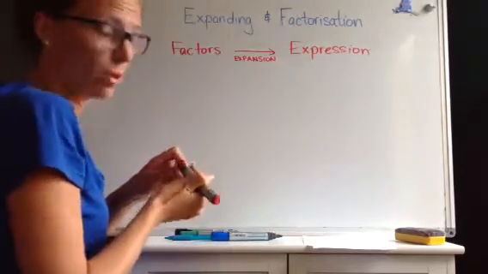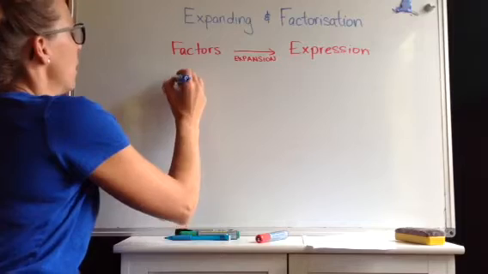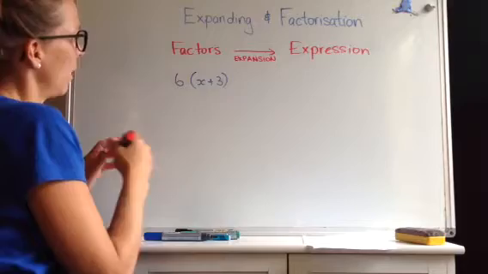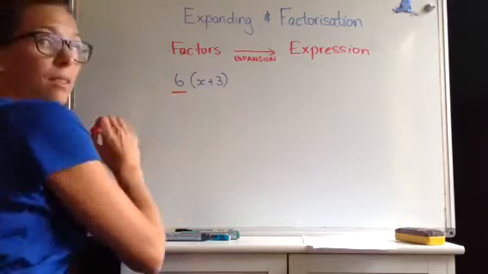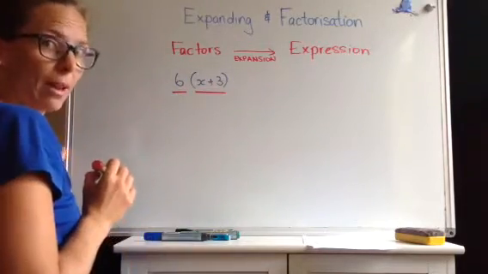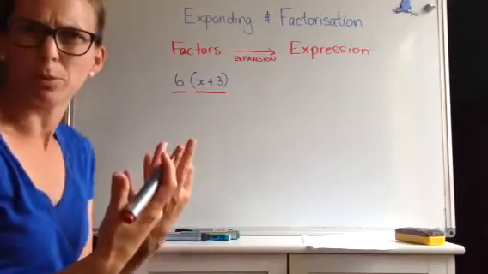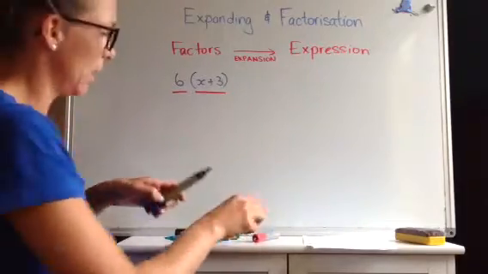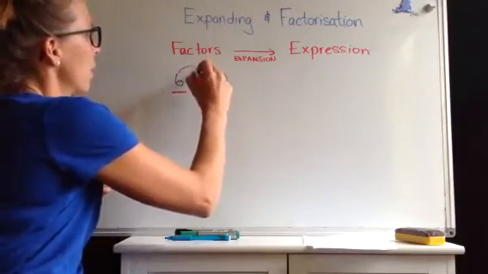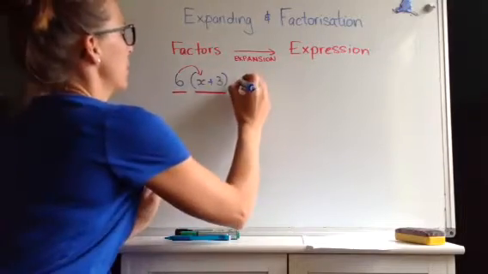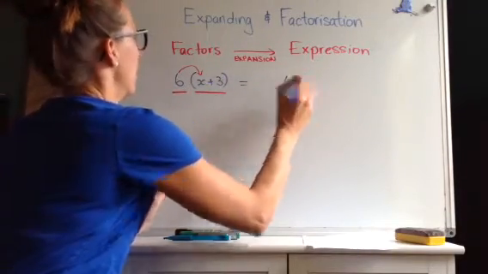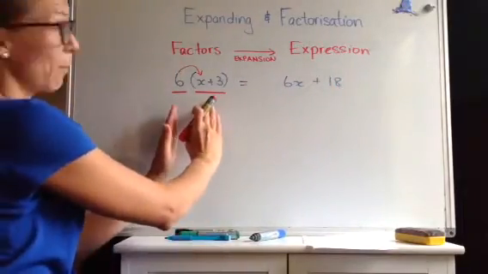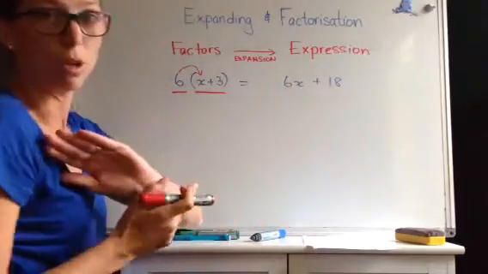Okay, so for example, you started with things like this: 6(x + 3). Now each part, this 6 and this part inside the bracket, are two factors or multiples, because what are they doing? They're multiplying each other. Okay, and we learnt how to do that. So we used our little arrows and we said 6 times x is equal to 6x. 6 times positive 3 is positive 18. So we started with two factors and we've moved into an expression.